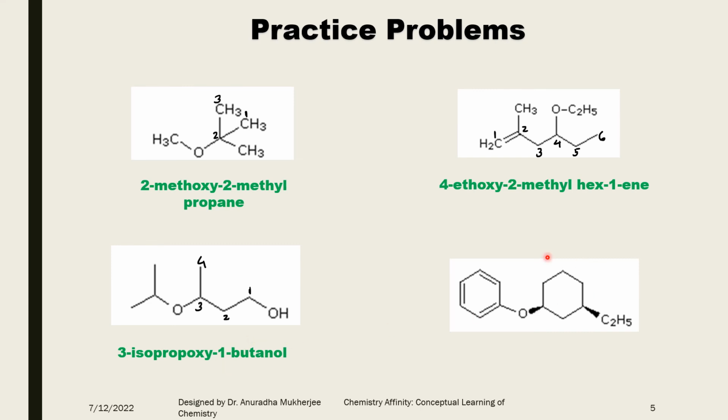Now this is the fourth molecule. Here the numbering will start from the right hand side. So it will be 1, 2, 3, 4, 5, 6. So the IUPAC nomenclature will be 1-ethyl-3-phenoxycyclohexane.